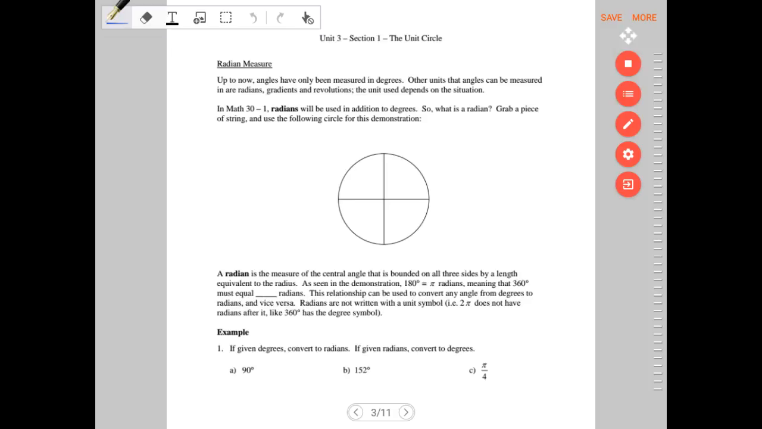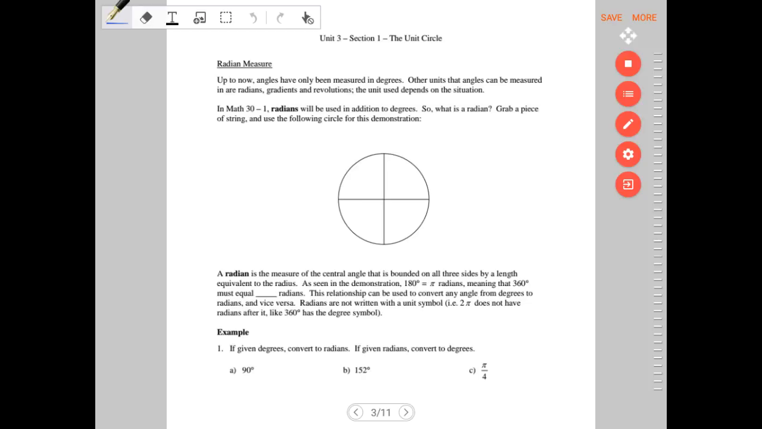All right, radian measure. Up until now, angles have only been measured in degrees. Other units that angles can be measured in are radians, gradients, and revolutions. The unit depends on the situation. In Math 30-1, radians will be used in addition to degrees. So, what is a radian?